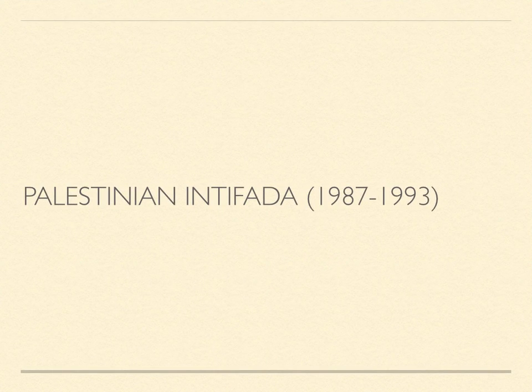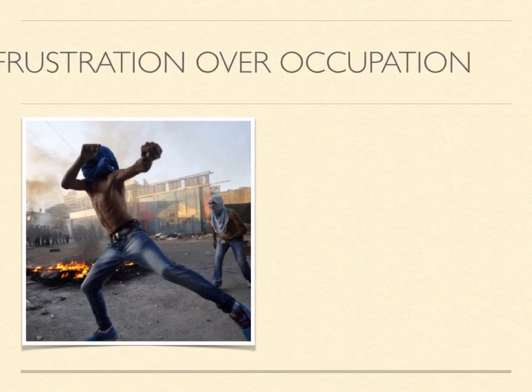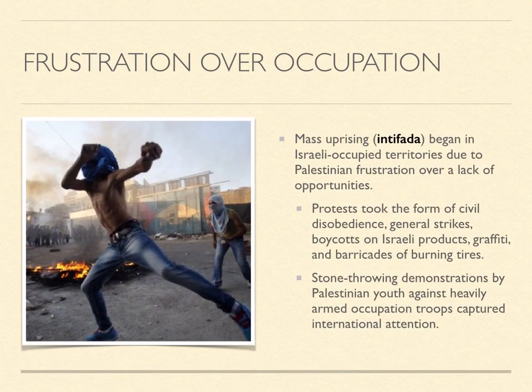Palestinian Intifada, 1987 to 1993. Frustration over occupation. A mass uprising, or what's called an intifada, began in the Israeli-occupied territories because Palestinians were frustrated over their lack of opportunities. They were tired of being occupied by outsiders. The protests took the form of civil disobedience, general strikes, boycotts on Israeli products, graffiti, and barricades of burning tires.